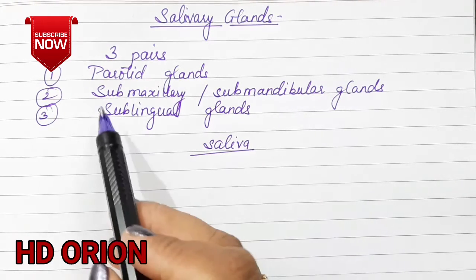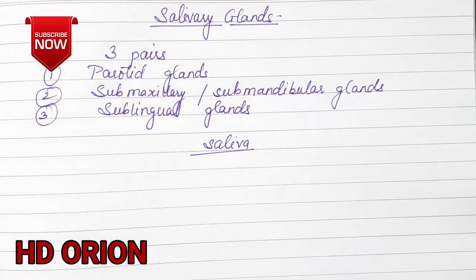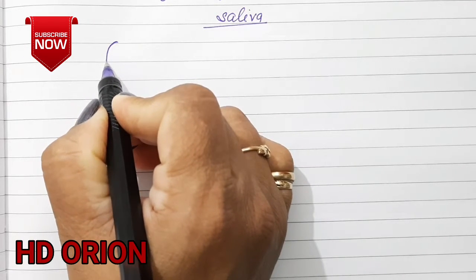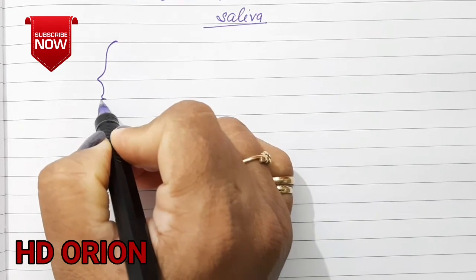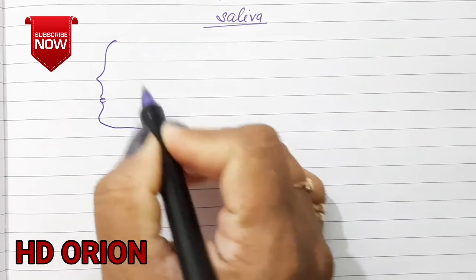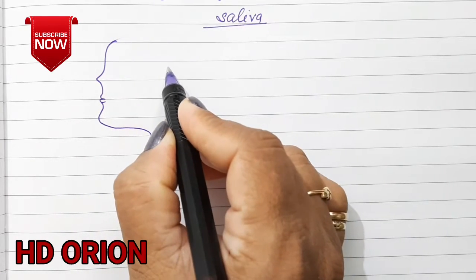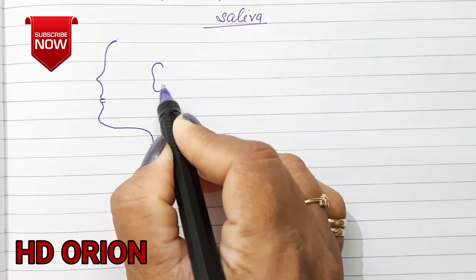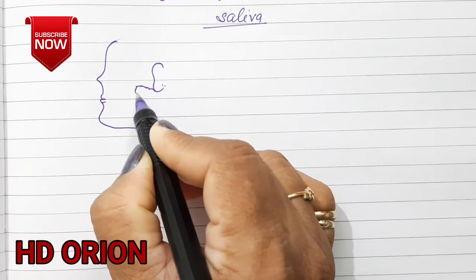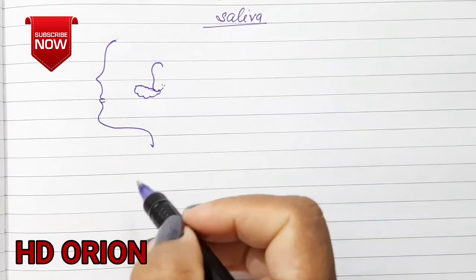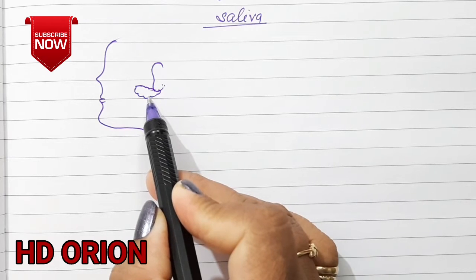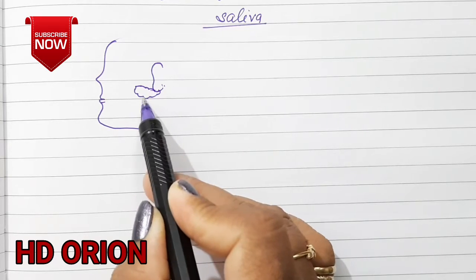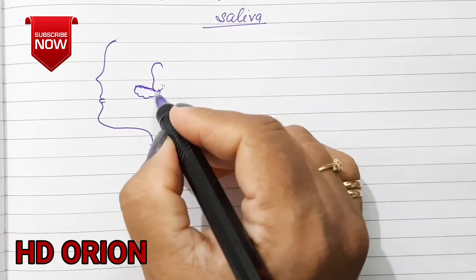Now, let us see the location of these glands. So, they are present in the oral or buccal cavity, as I said. If this is the face, here is the ear. In front of the ear, just below the ear lobe, there is the parotid gland. Since we know that these are present in pairs, this is present on either side of the face, one on this side and the other on this side. So, this is the parotid gland.